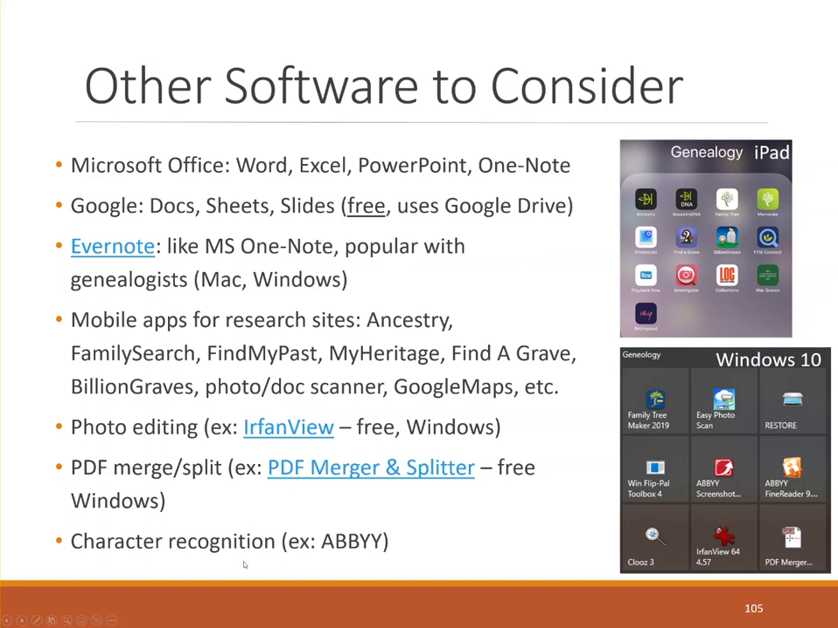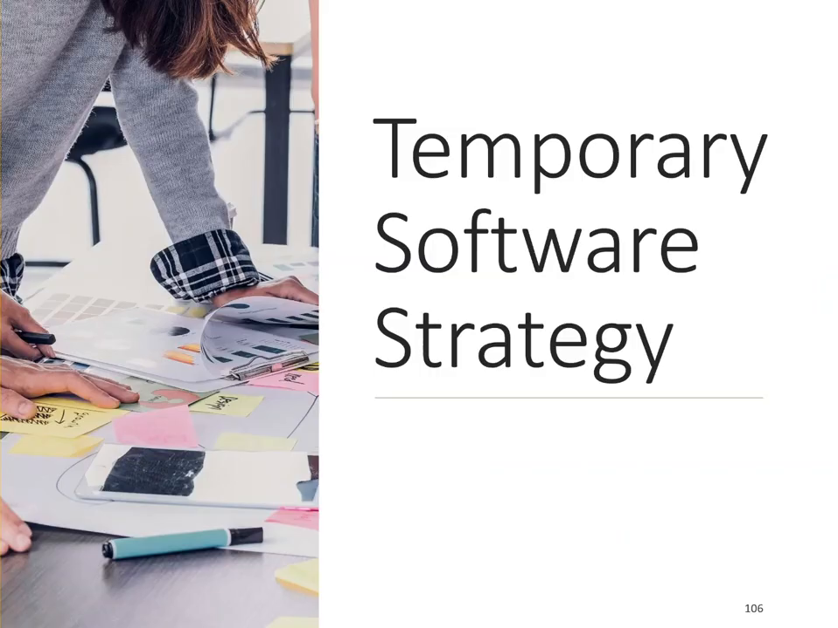And this is real minor, but I also have some software that does character recognition. Every once in a while, I need it, when I'll have an article or something, and I can bring down an image, and this program can take an image and try to read the text in the image. But I would say that's pretty minor. I don't use that very often. So there's a lot to think about here.